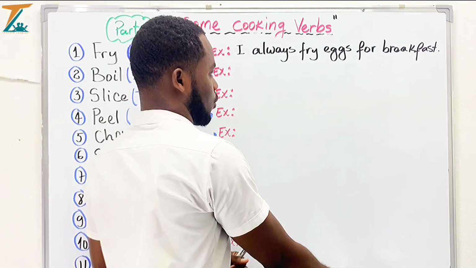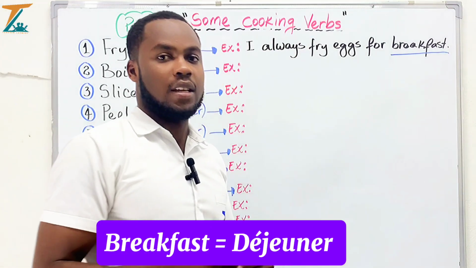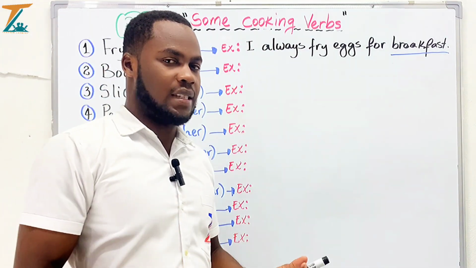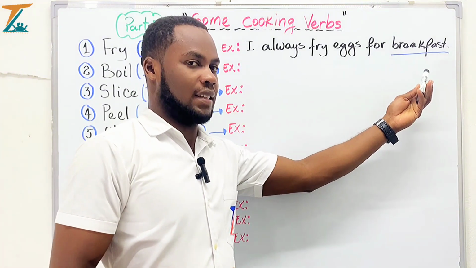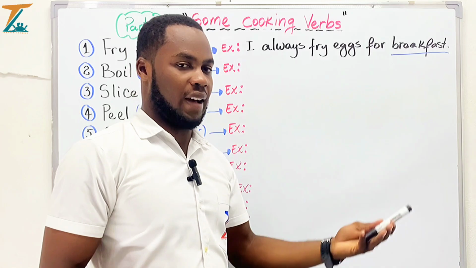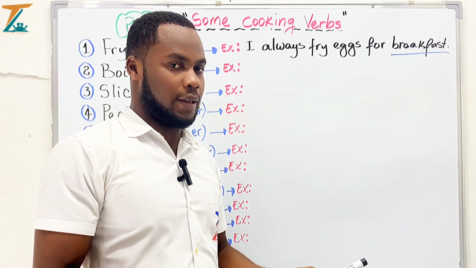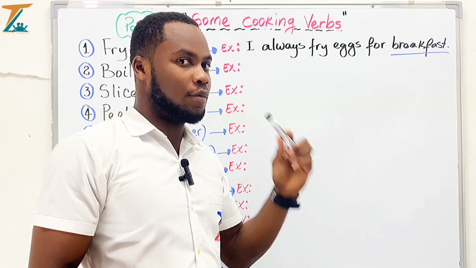Okay? So we have this word breakfast. Breakfast means déjeuner. Okay? What can I say déjeuner? I say breakfast. I always fry eggs for breakfast. Moi toujours frise œufs pour déjeuner. Okay? So we can use this verb fry.